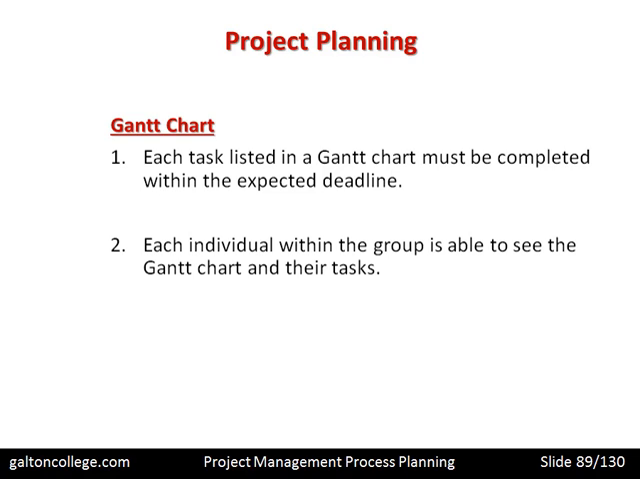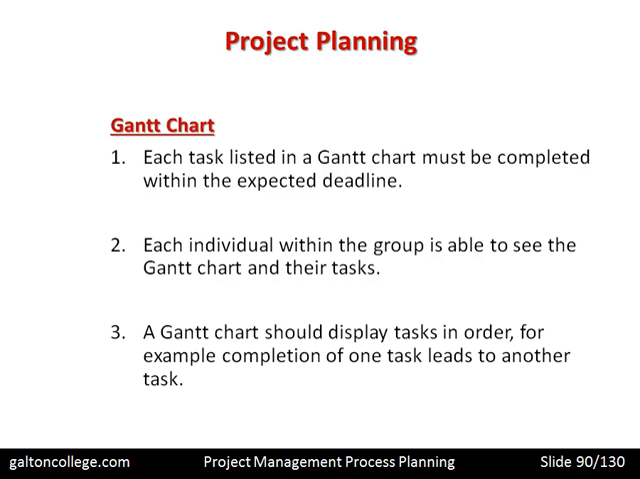Each individual within the group is able to see the Gantt chart and their tasks. So everyone knows exactly what they're doing, where they're working, when their task started, and when their task will end. And they must meet those deadlines. A Gantt chart should display tasks in order. For example, completion of one task leads to another task. So when one ends, it's passed over onto a new task and it moves on from there.